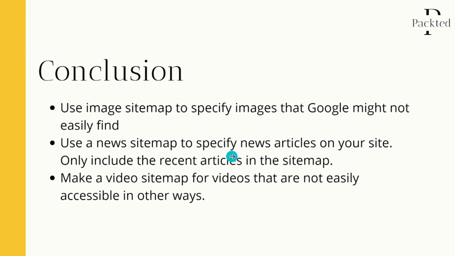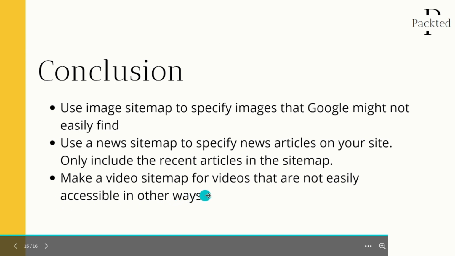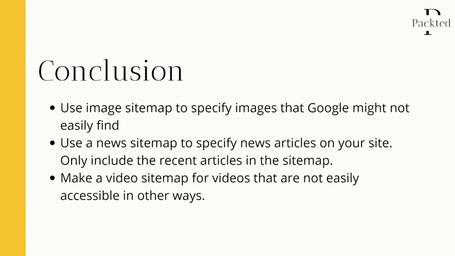The last one is that you should make a video sitemap for videos that are not easily accessible in other ways, like it is not hosted on YouTube or maybe some other public platform, and you want it to be indexed and shown to people. So that's when you can make a separate video sitemap, or you can include the video sitemap in your existing sitemap file. Make sure that you are not over bulking your main sitemap file. That's why it is advised that if you have more content, then you should make different sitemap files.